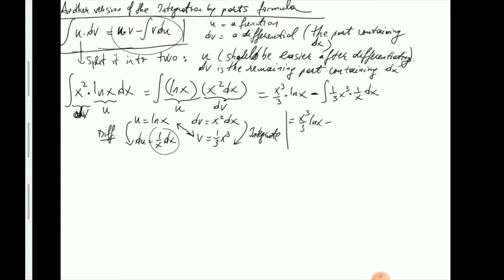So then this is going to be 1/3 x squared. We did this before anyway, so from this point on it's the same. So then it's 1/3 x cubed over 3 plus a constant c, which is x cubed over 3 ln of x minus x cubed over 9 plus a constant.